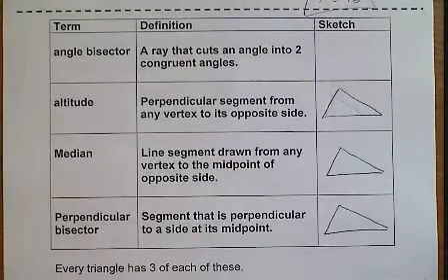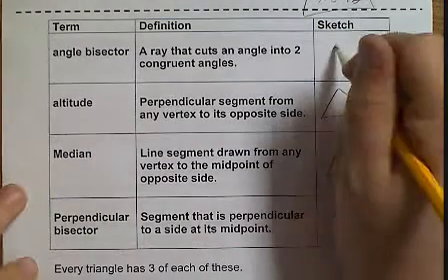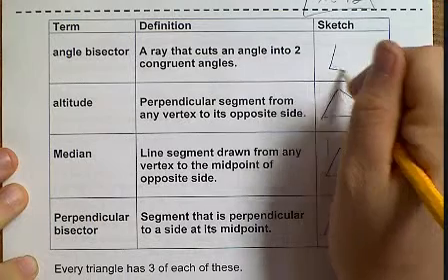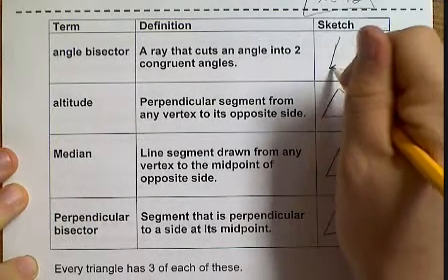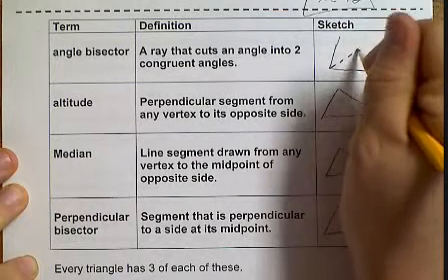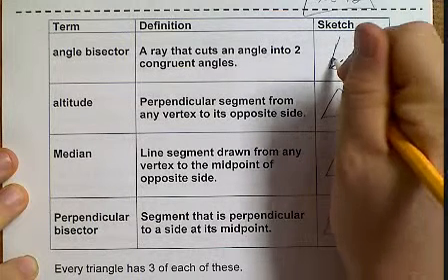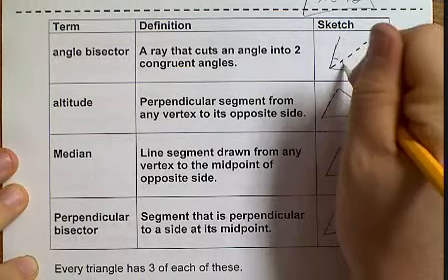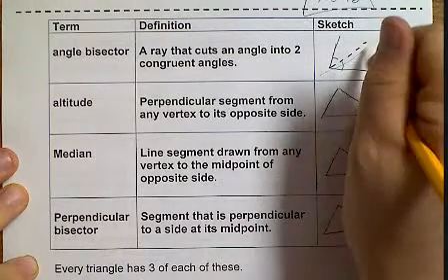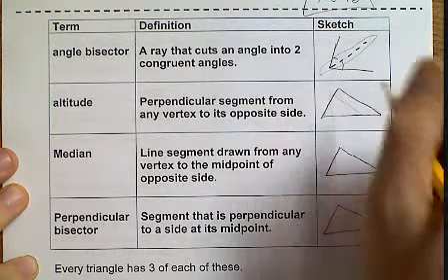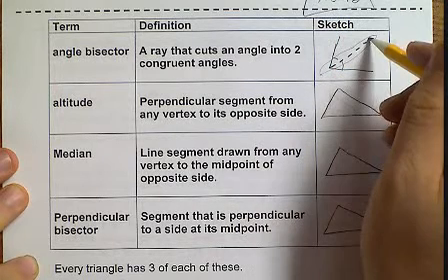Let's go ahead and talk about some terms. Well, an angle bisector is any ray that cuts an angle into two congruent angles. So that's our angle bisector. It cuts it in half.